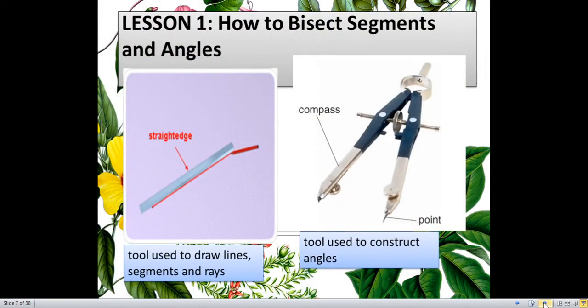So we have two lessons. First is how to bisect segments and angles. This is what the straight edge looks like, or you can also call it the ruler. And then we have the compass. The use of the straight edge or ruler is to draw lines, segments, and rays that we tackled last week. Then the compass is used to construct angles.